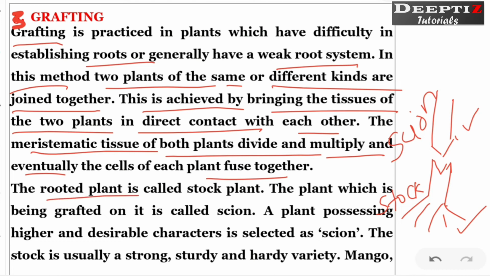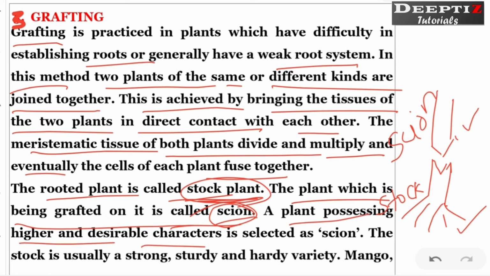The rooted plant is called the stock plant, important, and the plant which is being grafted on is called the scion. So we are joining two plants together, maybe of the same character or of different character. The one with the root is the stock, the one other than the root is called the scion. The plant possessing higher and desirable character is selected as the scion. The stock is usually a strong, sturdy and hardy variety.